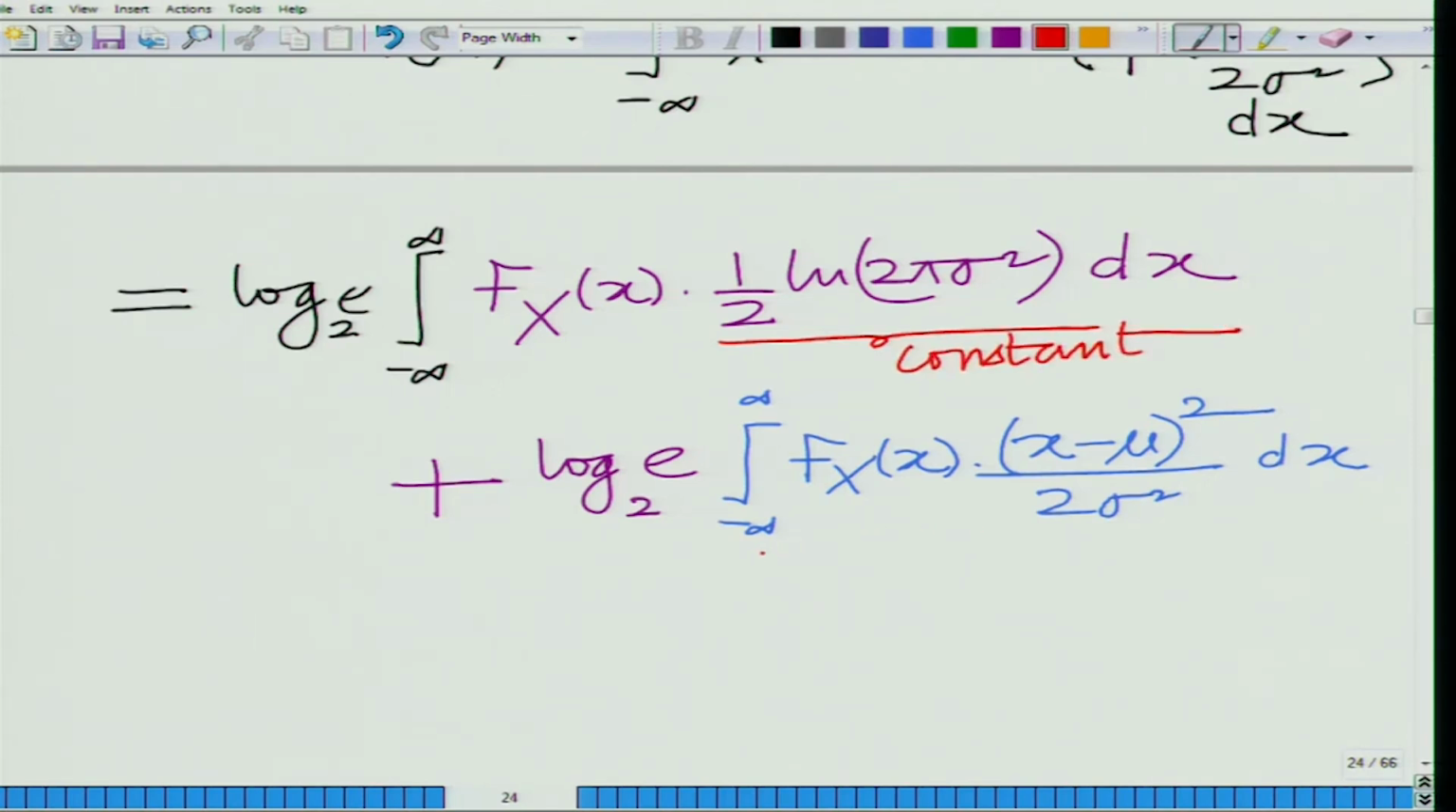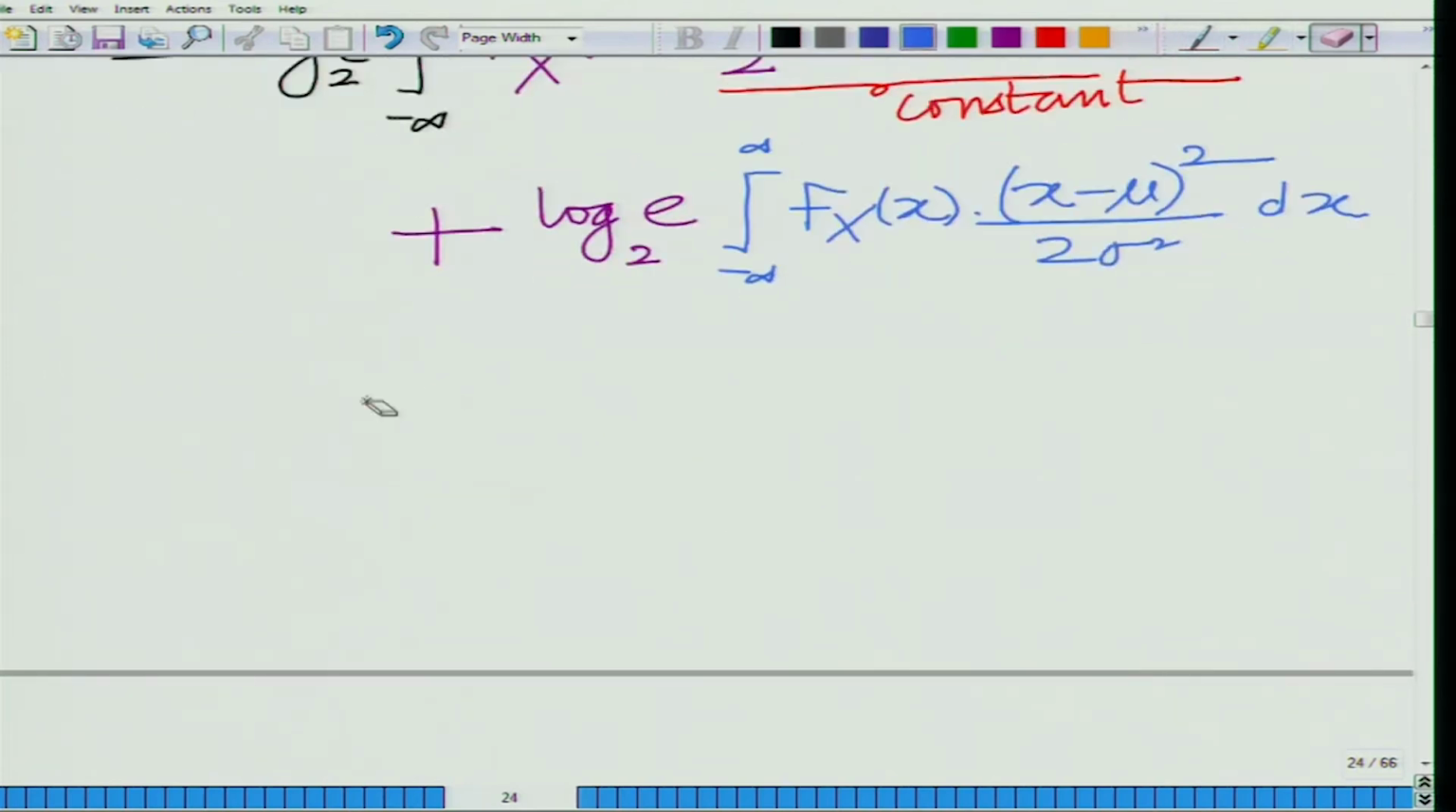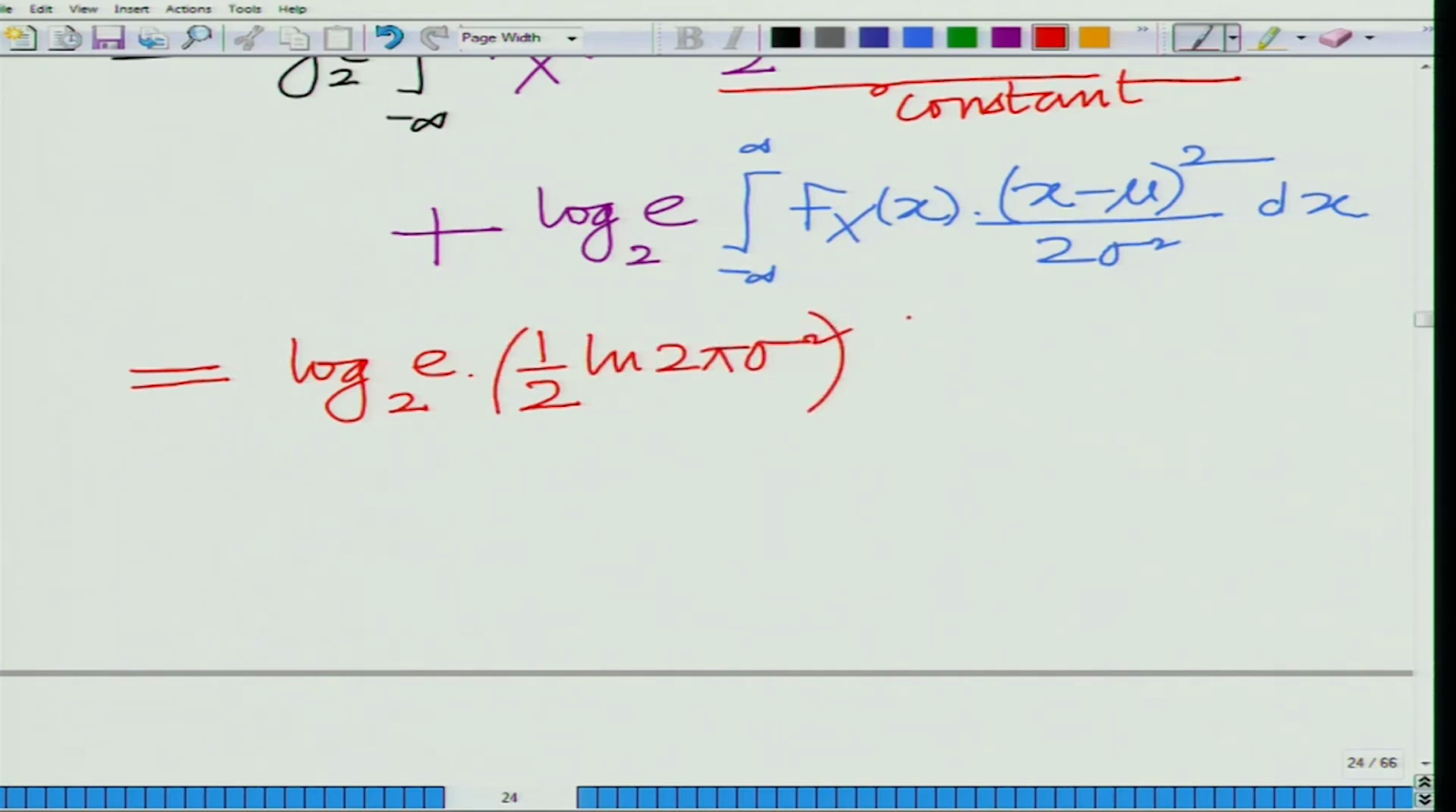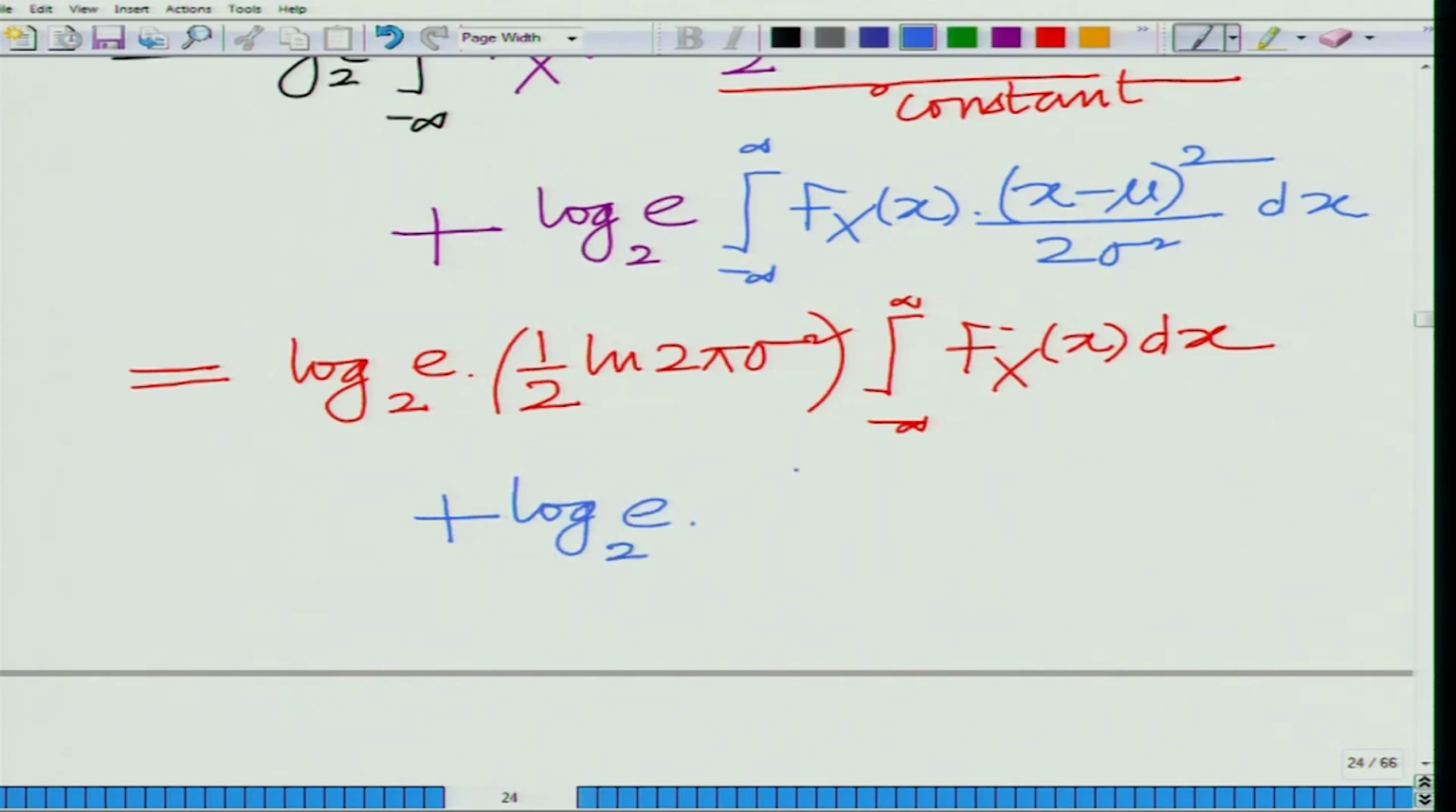And if you look at this quantity, we will come to this. Now, let me just rewrite this so that we can look at the entire thing at once. So, this is log e to the base 2 times half log 2 pi sigma square into integral f of x dx, plus log e to the base 2.